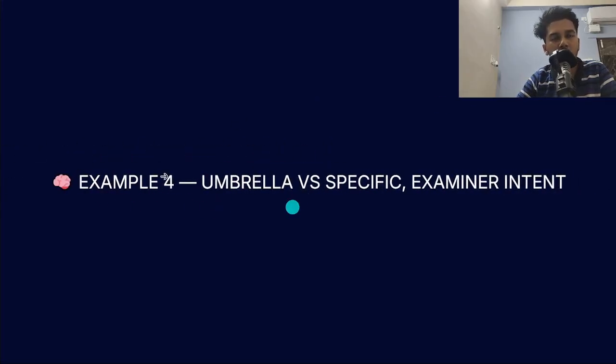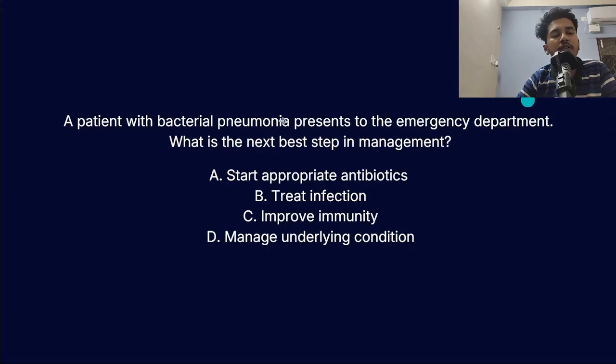Now example number 4, umbrella versus specific. And here we are going to talk about the examiner's intent. A patient with bacterial pneumonia presents to the emergency department. What is the next best step in the management? Okay, we have 4 options. Option A, start antibiotic therapy. Option B, treat infection. Option C, improve immunity. And option D, underlying condition.